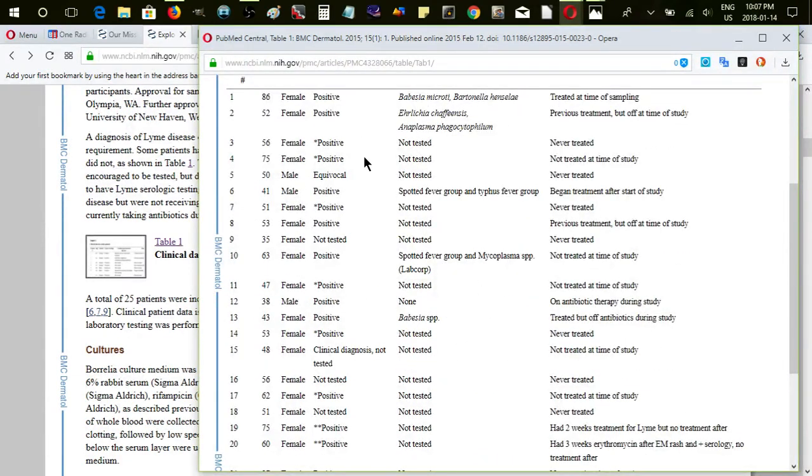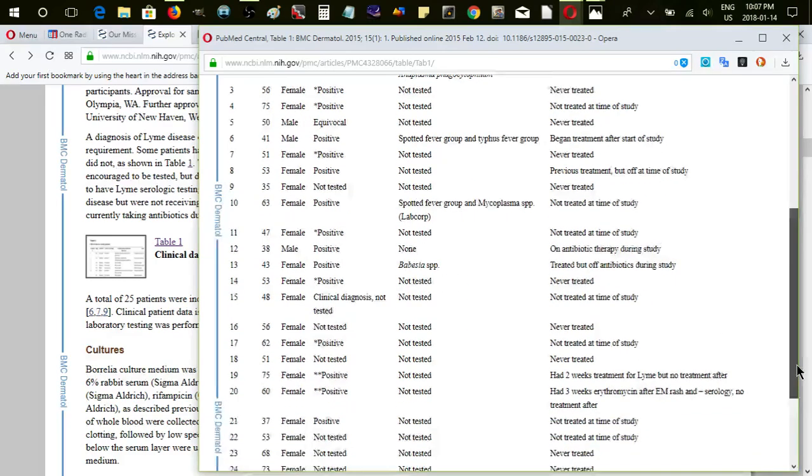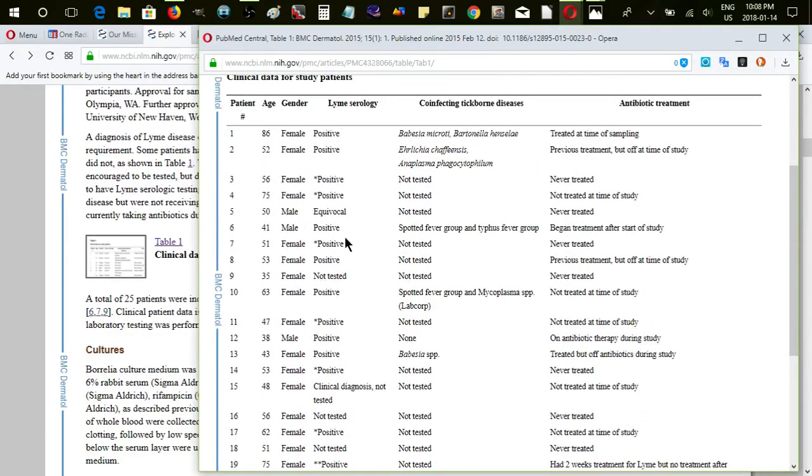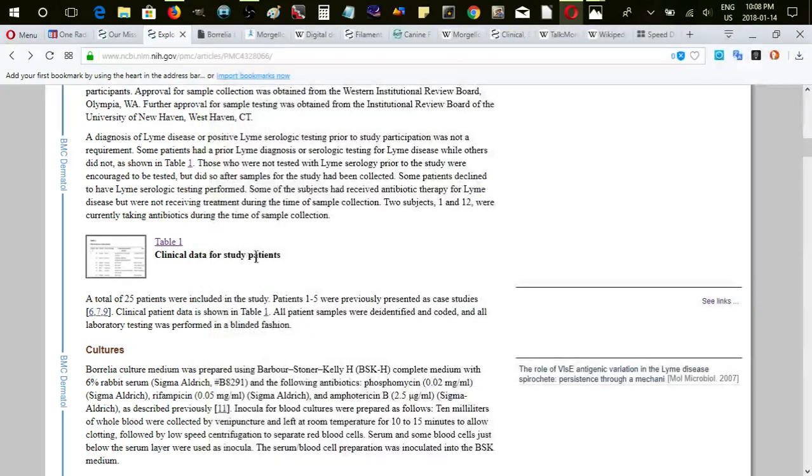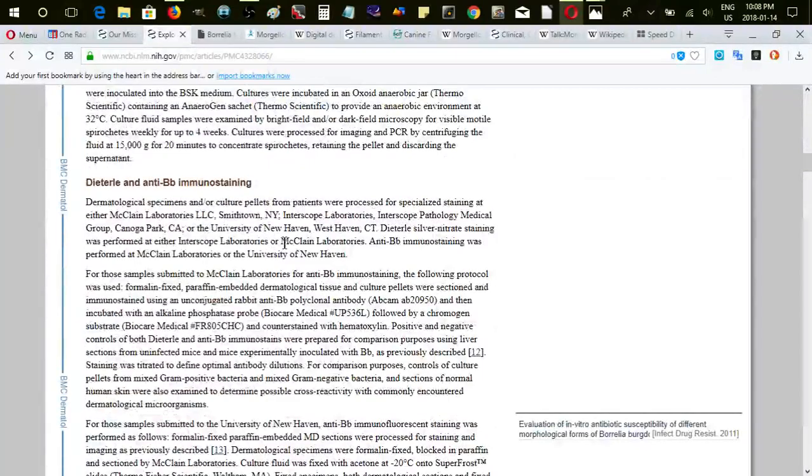Some of these people had not been tested for Lyme because it hadn't been found before they found the little fibers in them. So all these people, or a bunch of these people, were positive for Lyme, but some of them weren't. Now we'll go down to another.